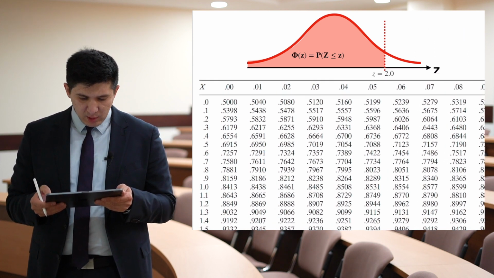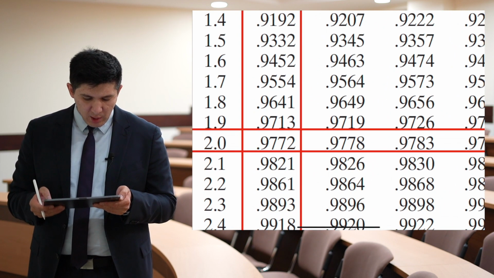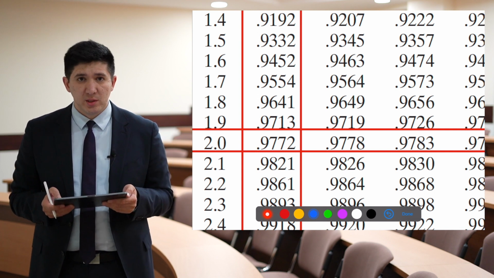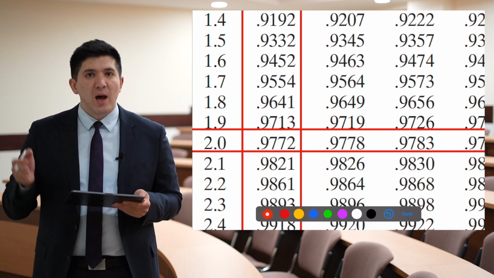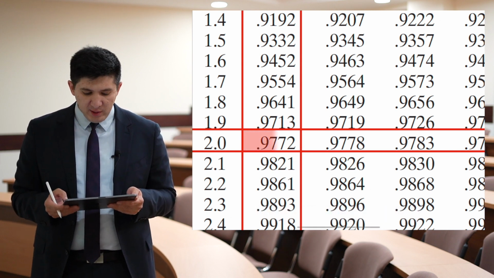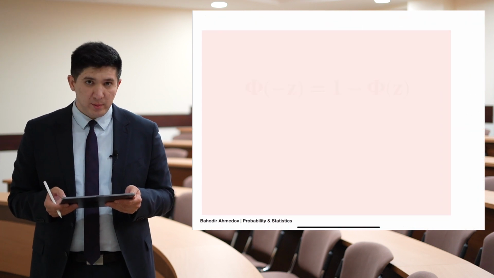So let's do this. I need to choose this column, then go to the 2, and that's going to be its value, 0.9772. So this is the area up to 2, so this is phi of 2. If I need to find the area after the 2, I have to subtract this from the 1, and this is what I'm going to do.